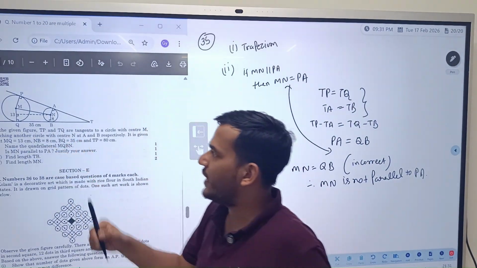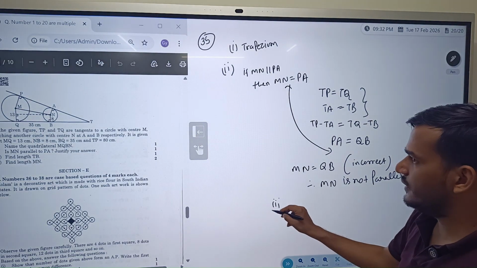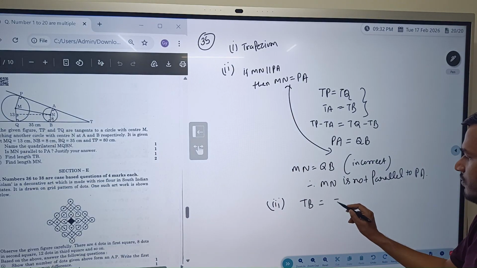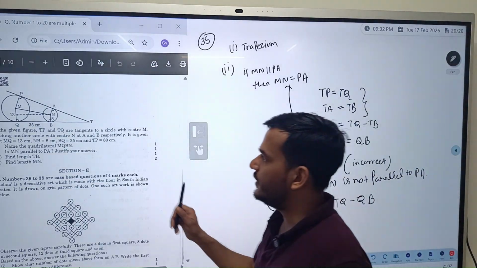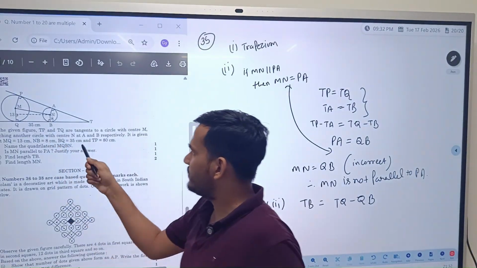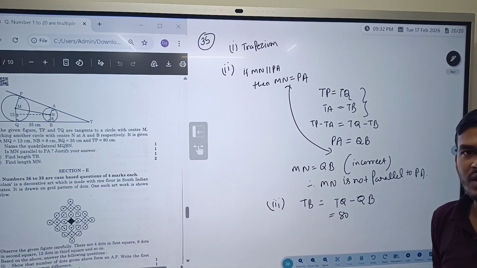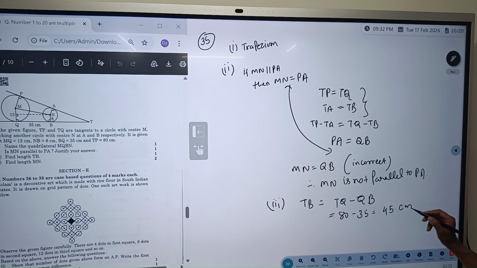Now the third part, length of TB. TB is TQ minus QB. And TQ is equal to TP, that is 80. And QB is equal to 35. So 80 minus 35. Subtract it, you get 45 centimeter.